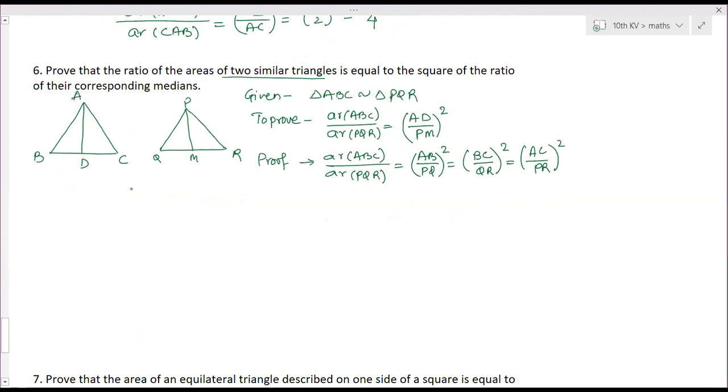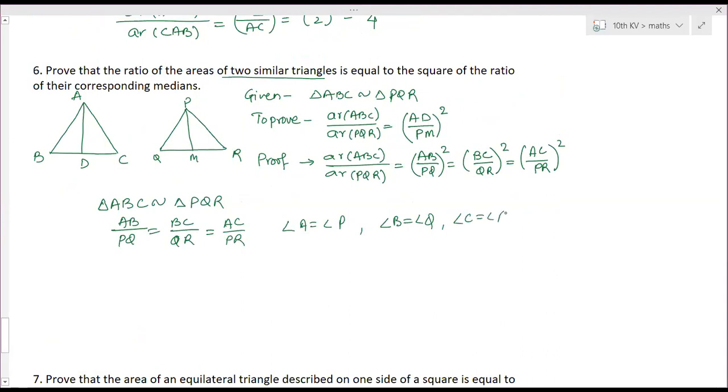So triangle ABD and triangle PQM, first we have to show similar. For that we have to use the given things. That is, triangle ABC is similar to triangle PQR. Therefore, AB by PQ is equal to BC by QR is equal to AC by PR, and angle A is equal to angle P, angle B is equal to angle Q, and angle C is equal to angle R. These are all CPST parts. This is equation 1. Now take triangle ABD.